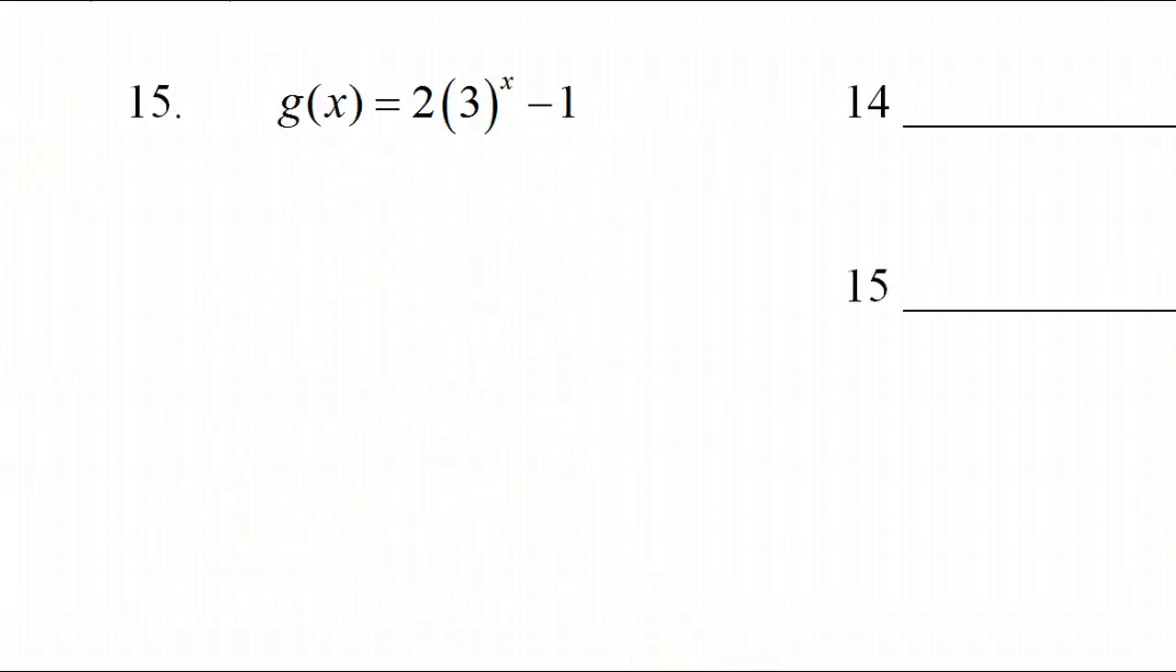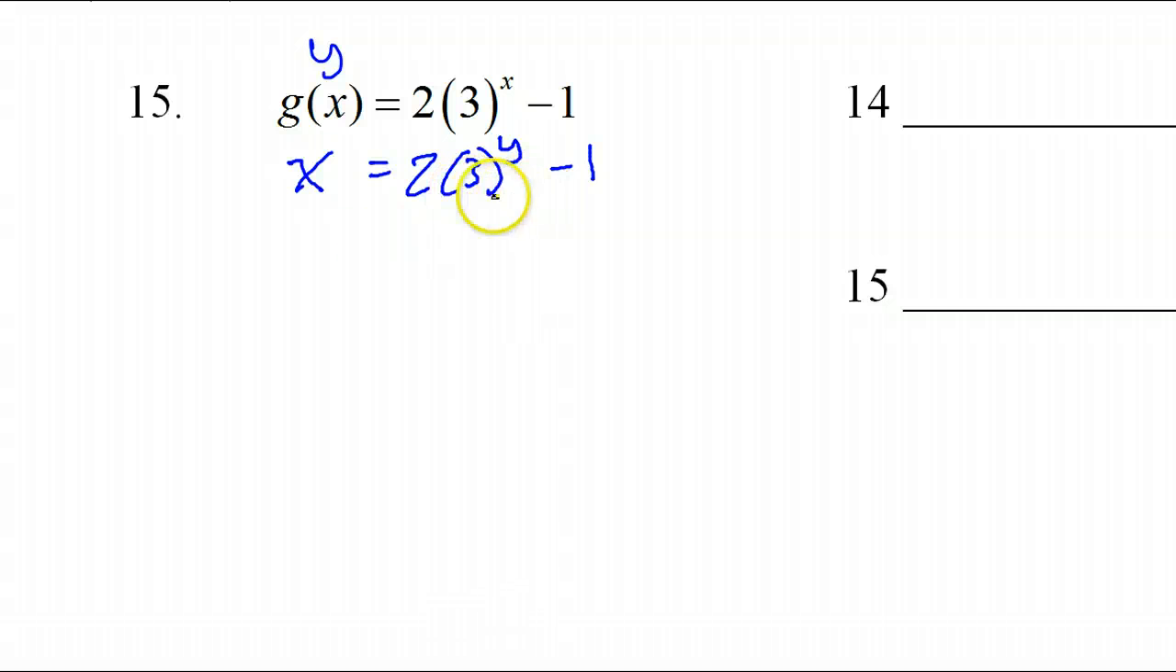Number 15. Again, this is like a y. Switch x and y, solve for y. Those are the two main steps. So here I'm switching x and y. So I've got x equals 2 times 3 to the y minus 1 power.